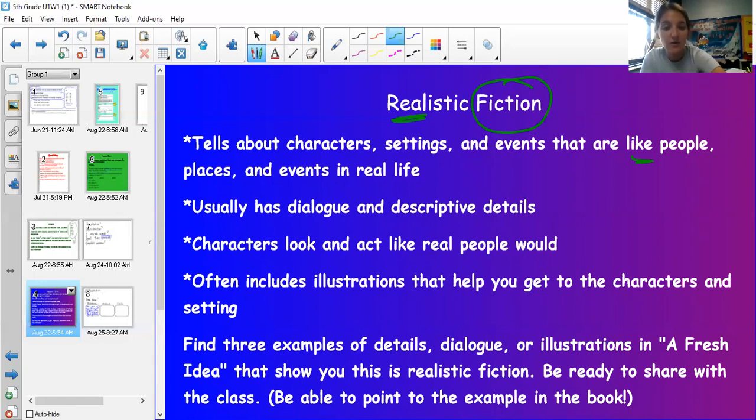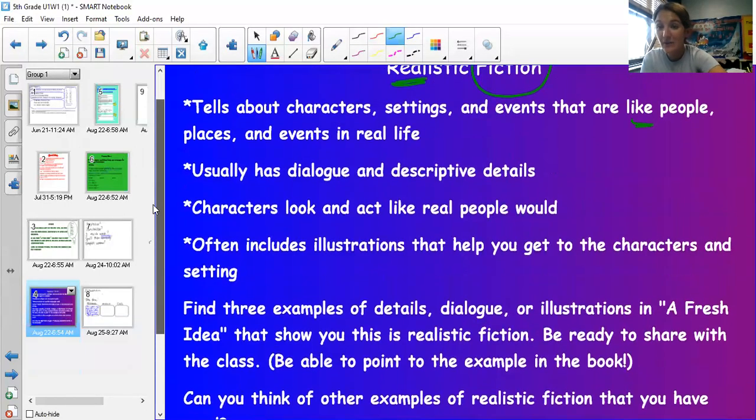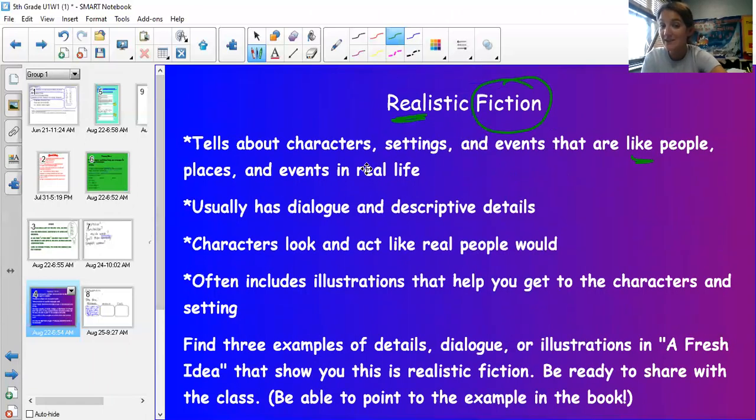Okay, so when we look back at our slides here, it says find 3 examples of details, dialogue, or illustrations in A Fresh Idea that show you this is realistic fiction. Be ready to share with the class. So I'd actually like you to share on here. I want you to comment at least 1 to 3 examples, and be specific. Include the page number and maybe a quote from the story on why that would be considered realistic fiction. If you can think of other examples, definitely let me know. Okay, if you have any questions, let me know, and we will also be talking more about this in class later this week.